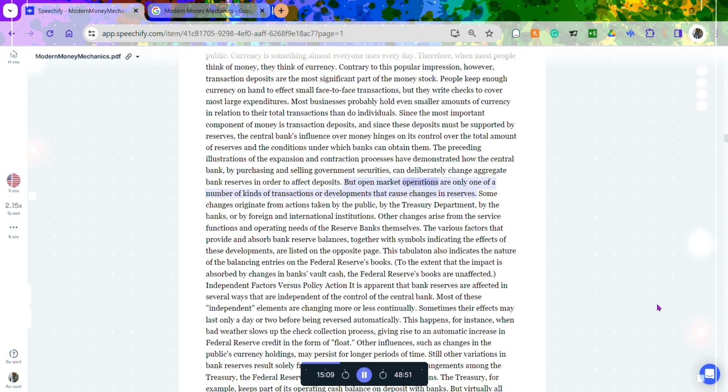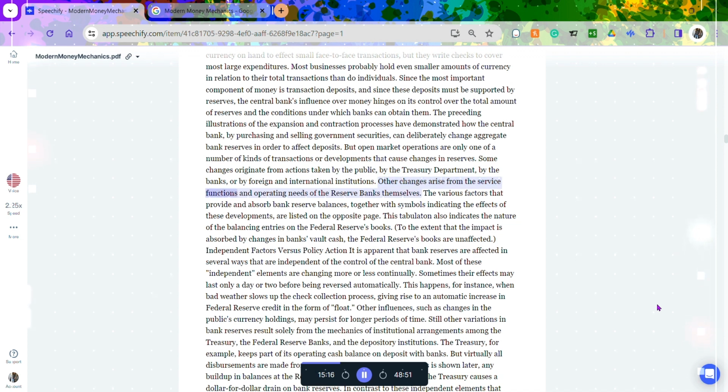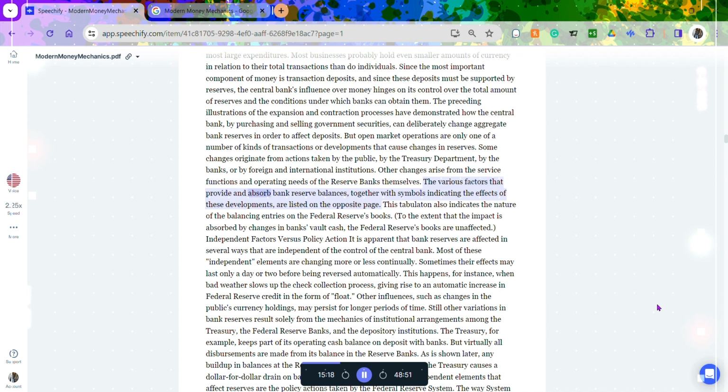But open market operations are only one of a number of kinds of transactions or developments that cause changes in reserves. Some changes originate from actions taken by the public, by the Treasury Department, by the banks, or by foreign and international institutions. Other changes arise from the service functions and operating needs of the reserve banks themselves. The various factors that provide and absorb bank reserve balances, together with symbols indicating the effects of these developments, are listed on the opposite page.